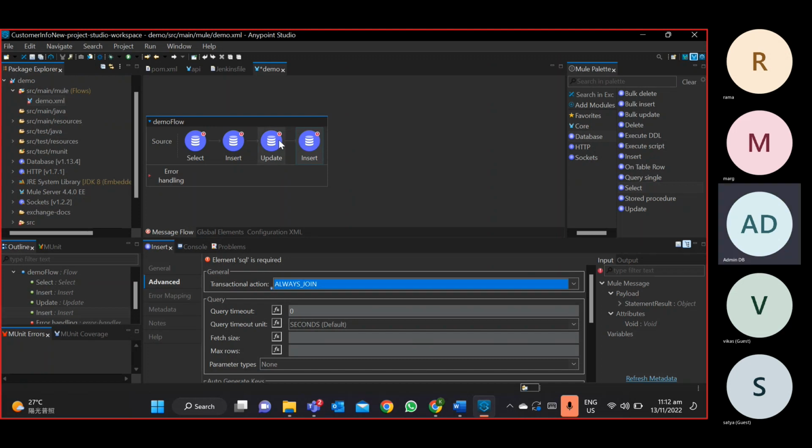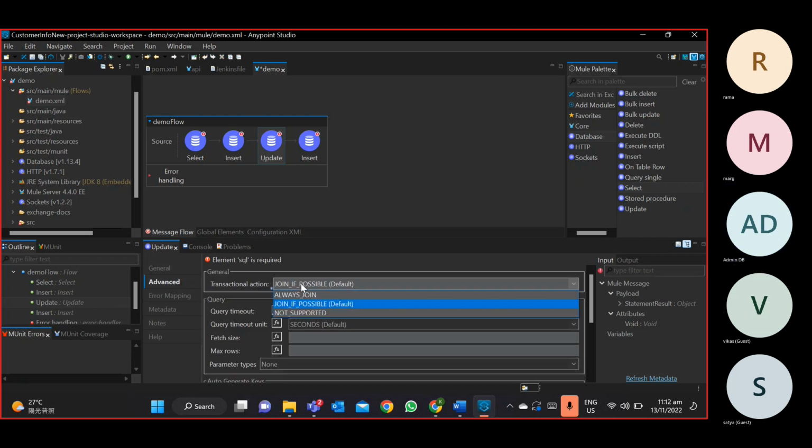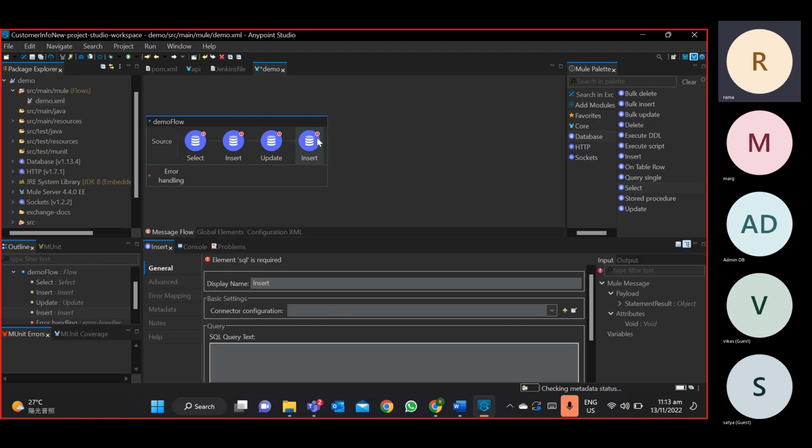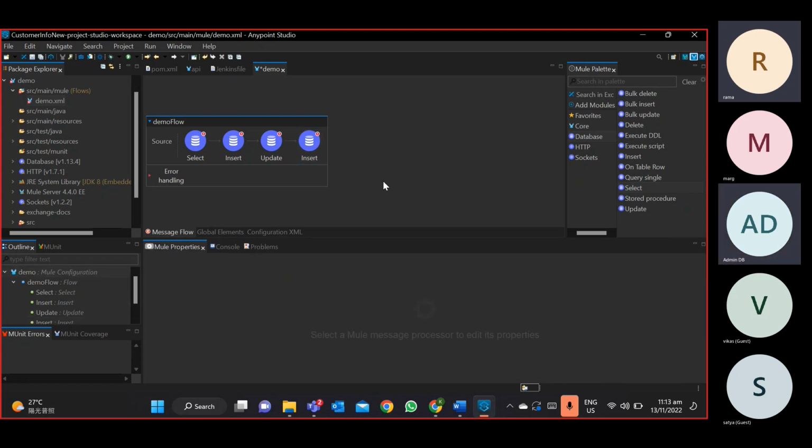Okay, so for each operation, you need to go and select "always join." All right, okay. And is this one commit or two commits? Whenever it participates in a transaction, it will go with two-phase commit. Two-phase commit, okay.